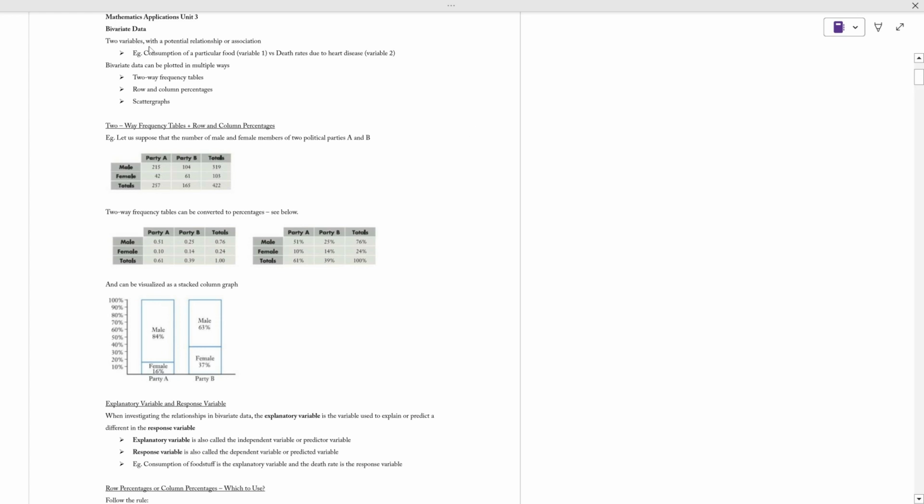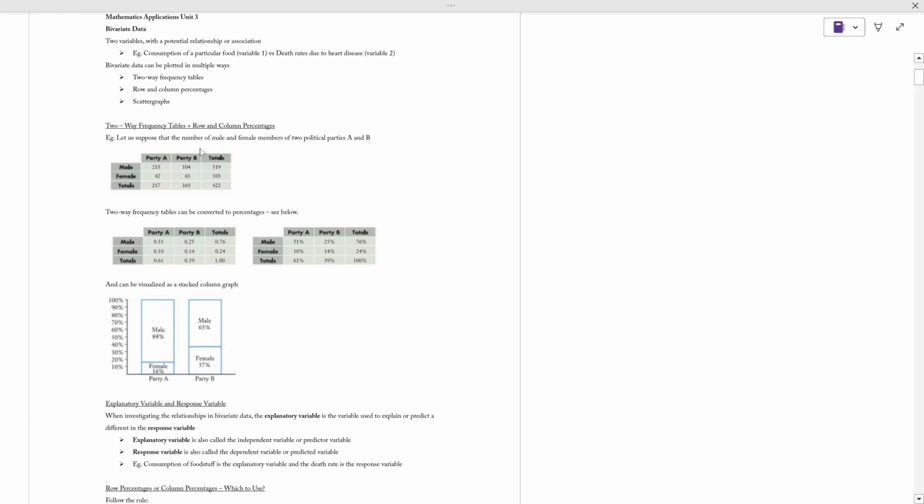Bivariate data. So essentially, it's just talking about two variables with a potential relationship or association. So for example, the consumption of a particular food, which could be variable 1, versus the death rates due to heart disease, which is variable 2. Bivariate data can be plotted in multiple ways, right? There are 3 ways that we'll go through in this video. Two-way frequency tables, row and column percentages, and also scatter graphs or scatter plots. So the first one we'll be going through is two-way frequency tables, row and column percentages as well.